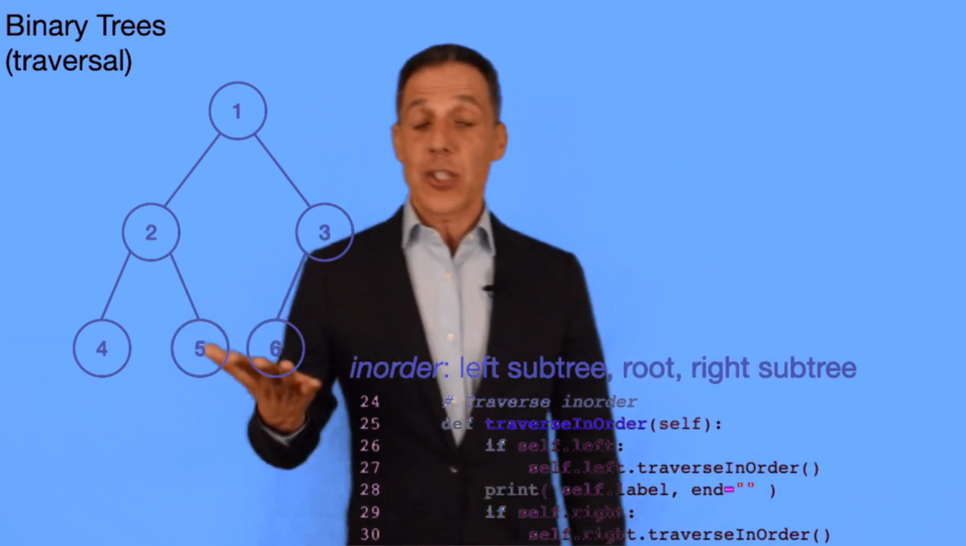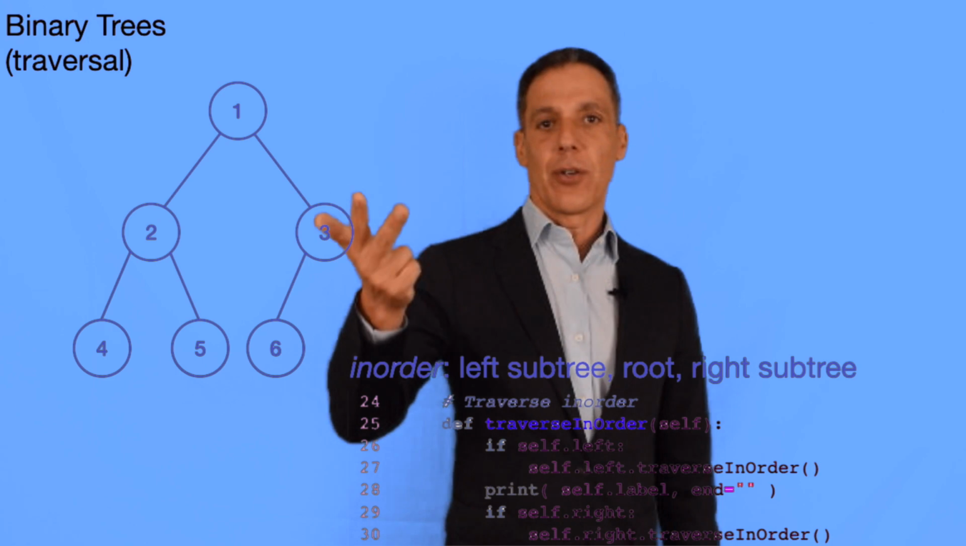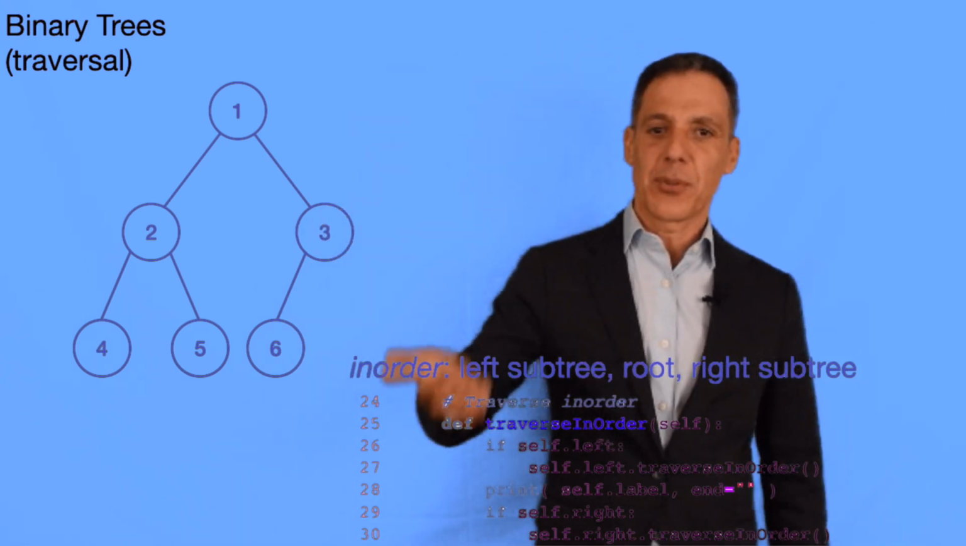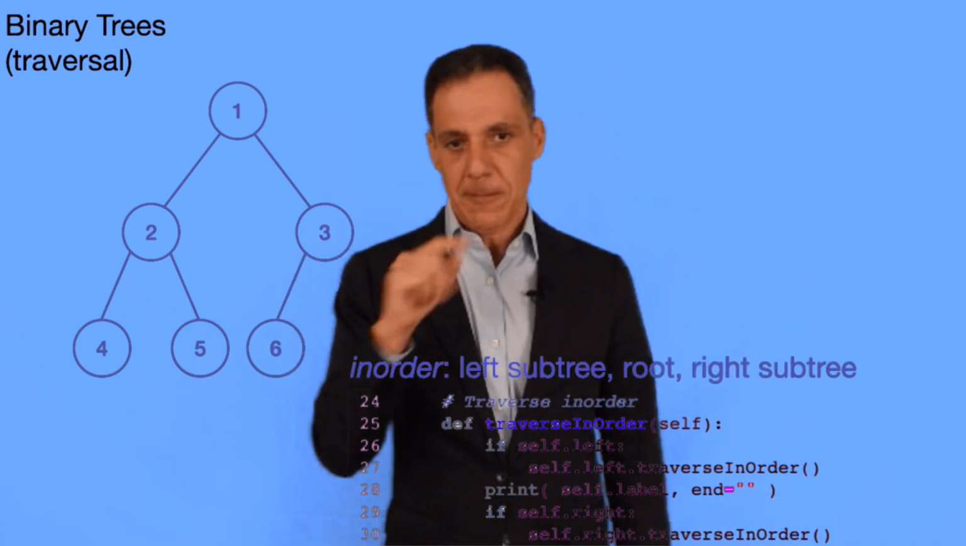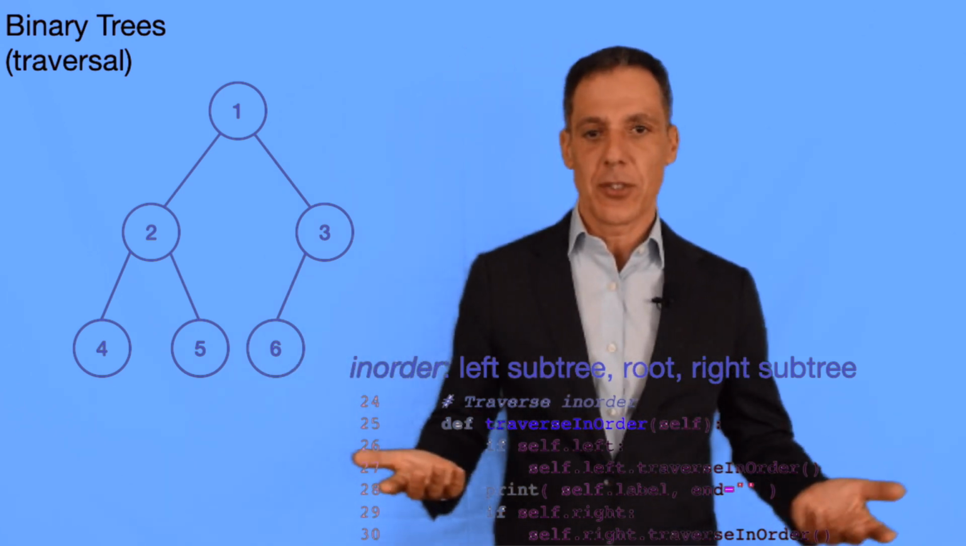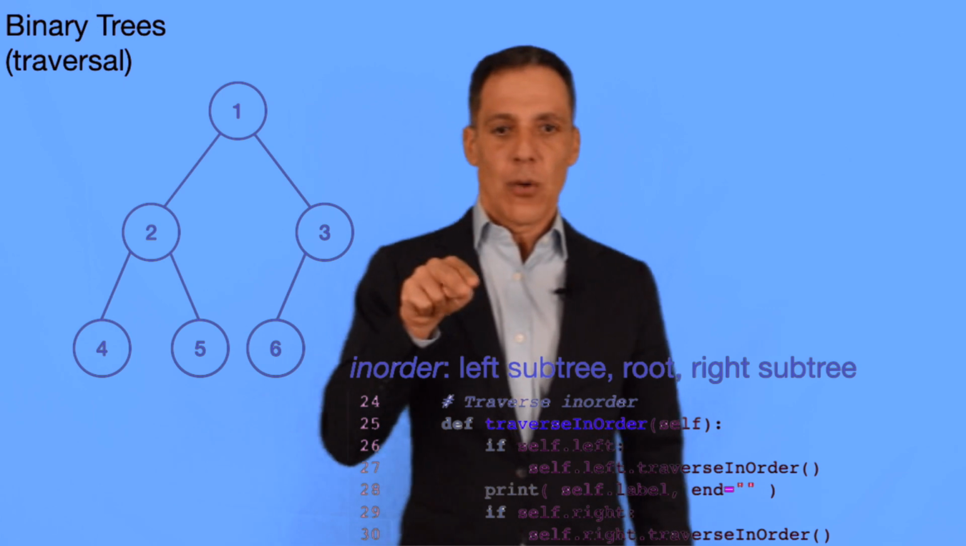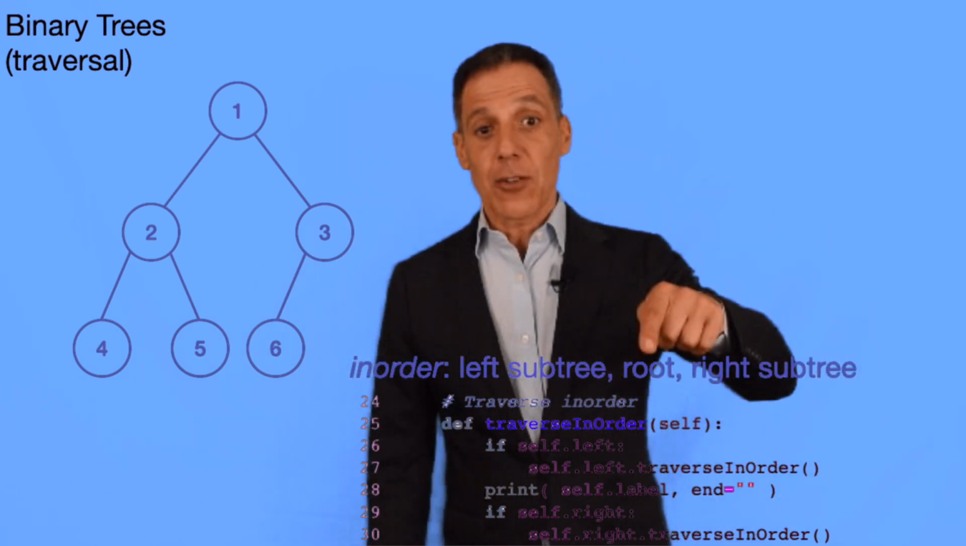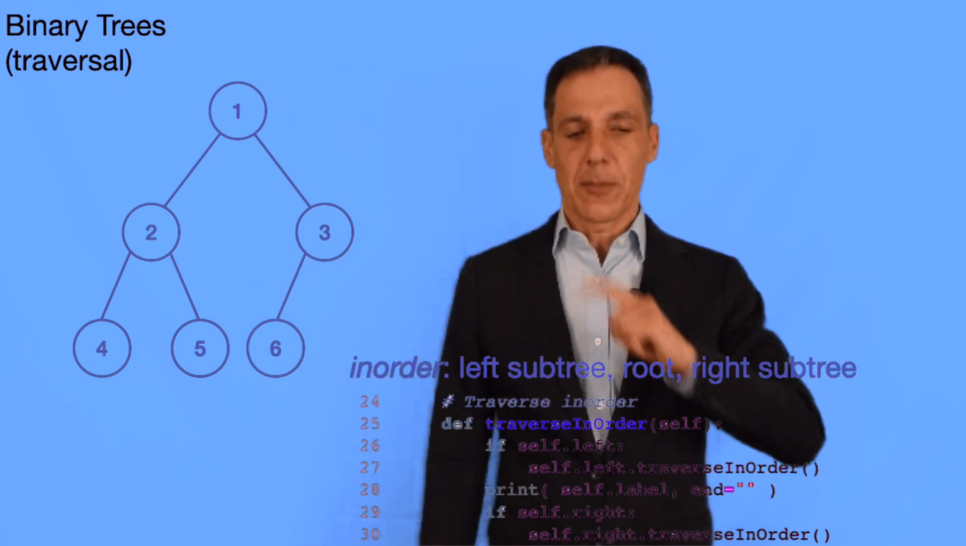Now, another type of order. Remember I said there's pre-order, in-order, or post-order, or also infix, prefix, and postfix. So the in-order is just a different ordering, and of course post-order is a different ordering too. So here in order, we're going to traverse the left subtree, followed by the root, followed by the right subtree.